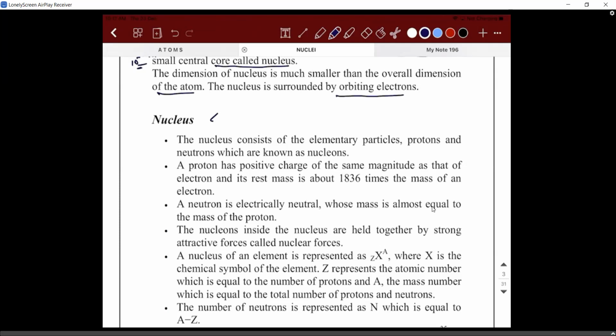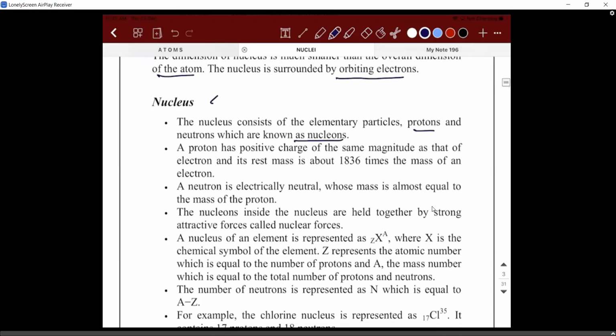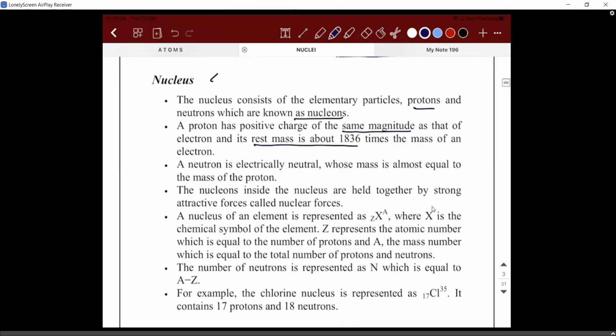Protons and neutrons are collectively called nucleons, right? The nucleus consists of protons and neutrons. So that number of nucleons is the mass number. Similarly, a proton has a positive charge of the same magnitude as that of an electron, and its rest mass is about 1836 times the mass of an electron. Okay. So a neutron is electrically neutral, whose mass is almost equal to the mass of the proton.